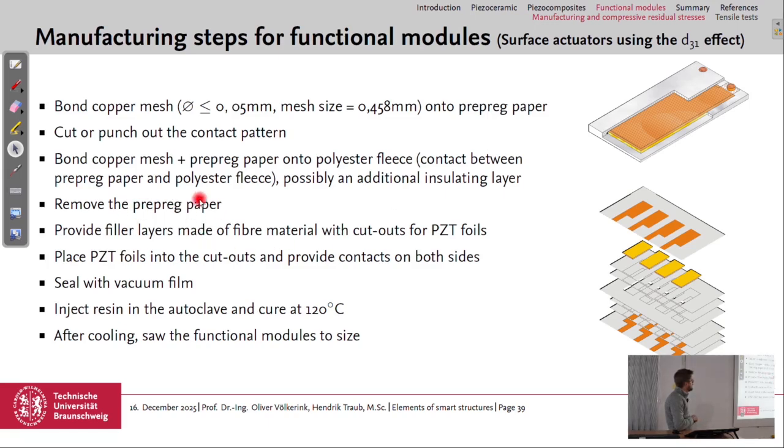Then we remove the prepreg layer, it's only a carrier, provide the filler layers made of the fiber material with the cutouts for the composites, place the foils inside, and then top it again with the contacting, seal everything, and then we can inject, for example, a thermoset resin and cure it in an autoclave at a, for example, cure temperature of 120 degrees. And after cooling, we cut them to size. This is for 4 transducers in one shot, and then we cut them down to 1.